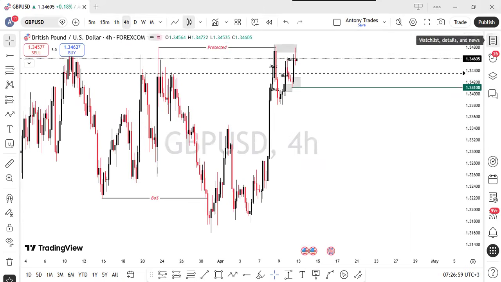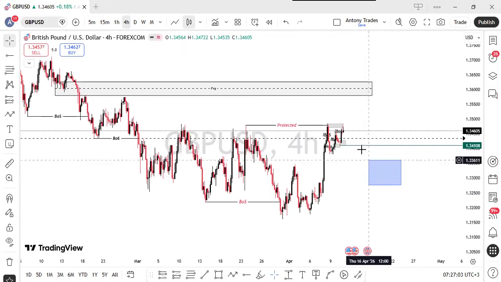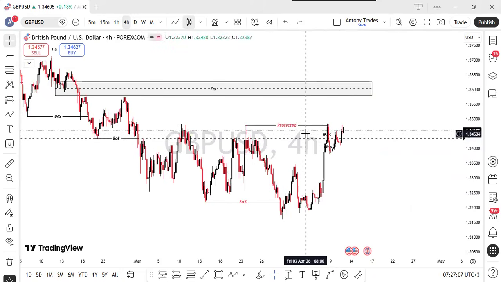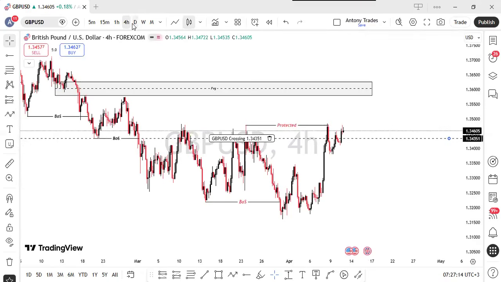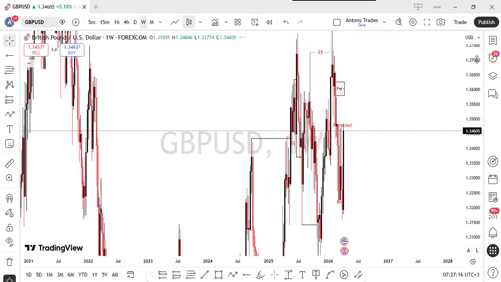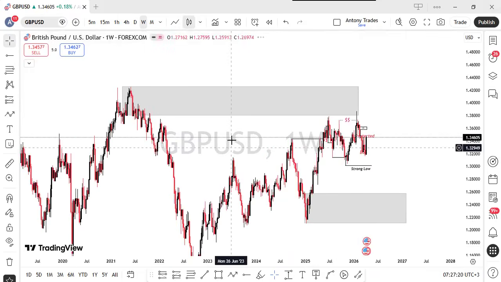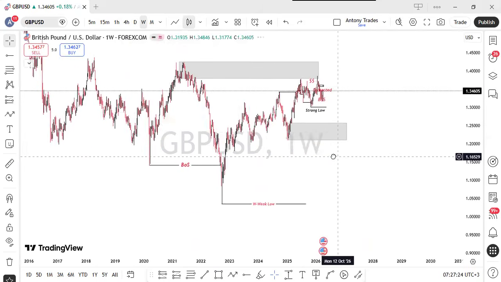So going to the GBP USD. We also did this analysis on Wednesday. Okay, let me clean my chart. So starting from the weekly, because remember, the analysis that you have on GBP USD should be the same analysis that you have on Euro USD because they almost move the same.